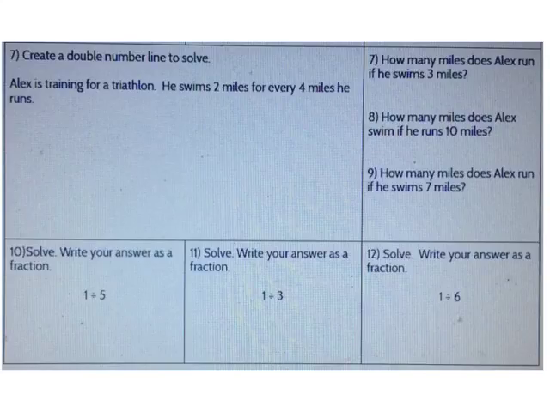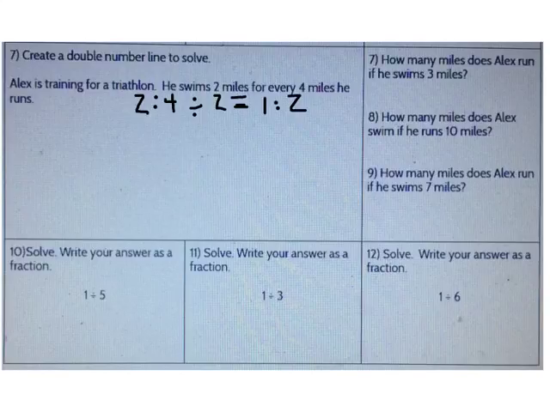Create a double number line to solve. Alex is training for a triathlon. He swims 2 miles for every 4 miles he runs. What is the ratio of miles he swims to miles he runs? It's 2 to 4. Before I make my double number line, can I simplify that ratio? Yes. What goes into both 2 and 4? 2 goes into both. What's my new simplified ratio? It's 1 to 2. For every 1 mile he swims, he runs 2 miles.